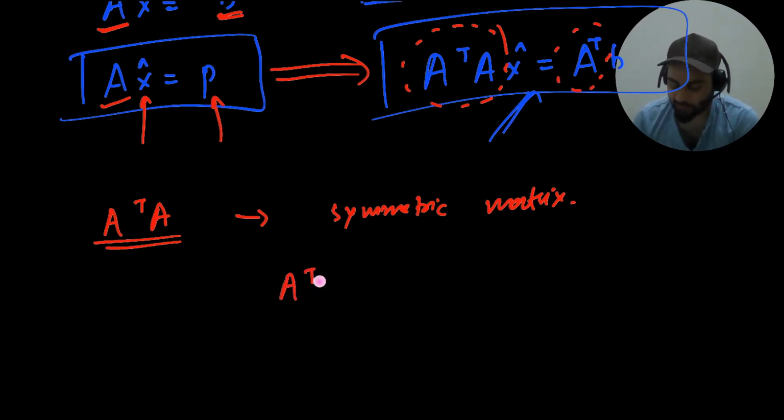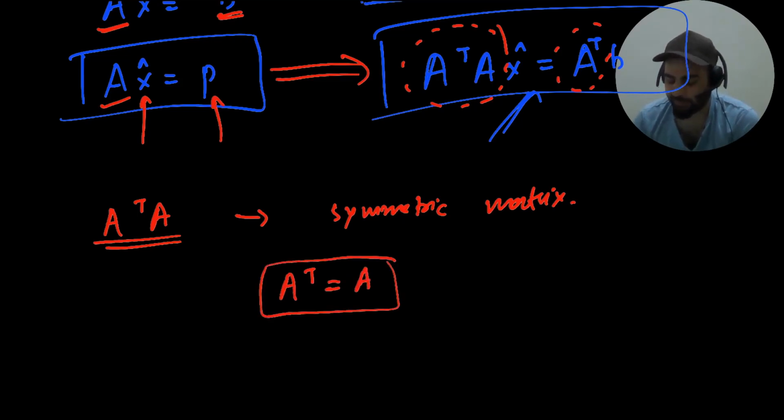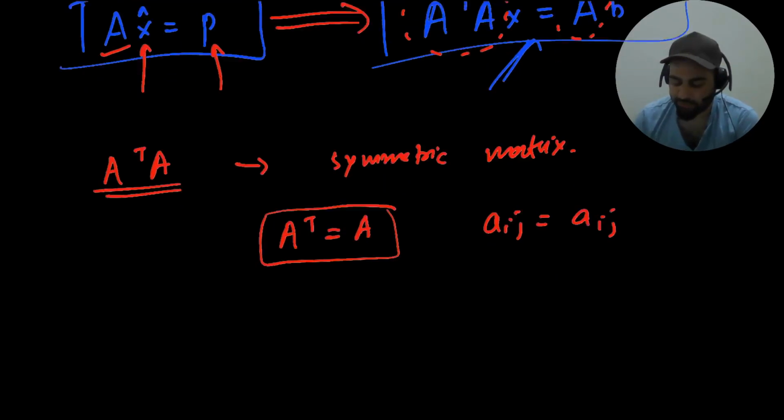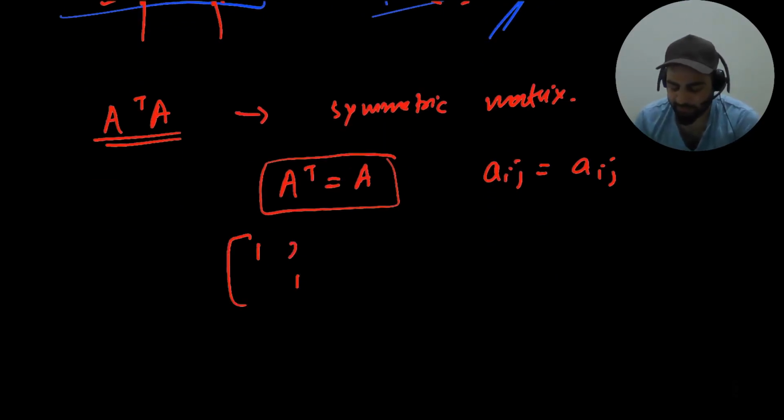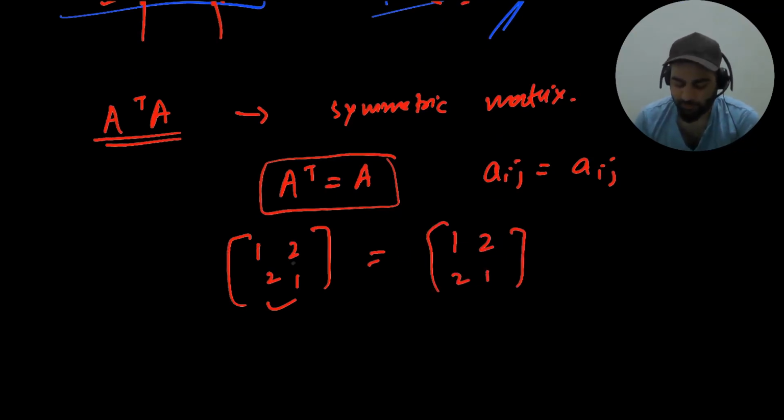It means A transpose is equal to A. This is the meaning of symmetric matrix. That is, the Aij entry is equal to the Aji entry. What is an example of a symmetric matrix? This is a symmetric matrix. If you just transpose rows and columns, you will still get this 1 2 2 1. Or maybe 1 8 also. Similarly, this will also be a symmetric matrix.